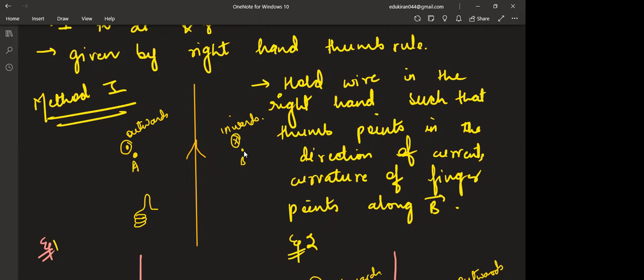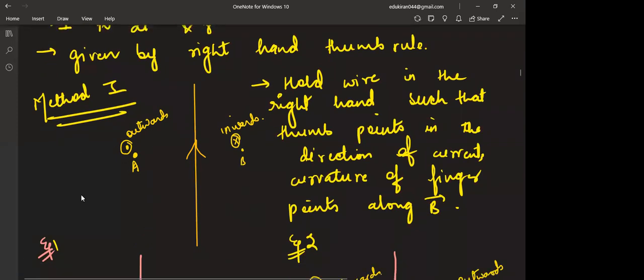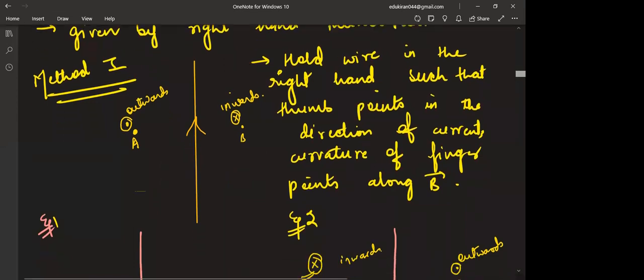Similarly, if you take this point, I'll still put my thumb in the direction of current on the right hand side. Now at this particular point, just check. You will notice the fingers are going inwards like this. Fingers are moving inwards. So this is known as the first method, in which you find the direction by pointing the thumb in the direction of current. All right, suppose I give you a different point.